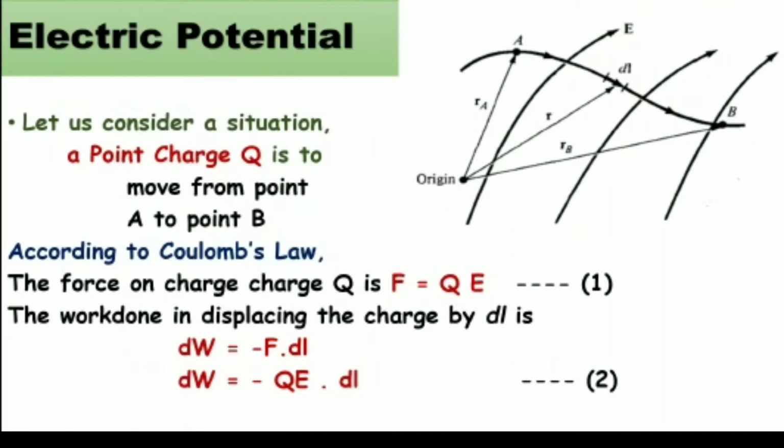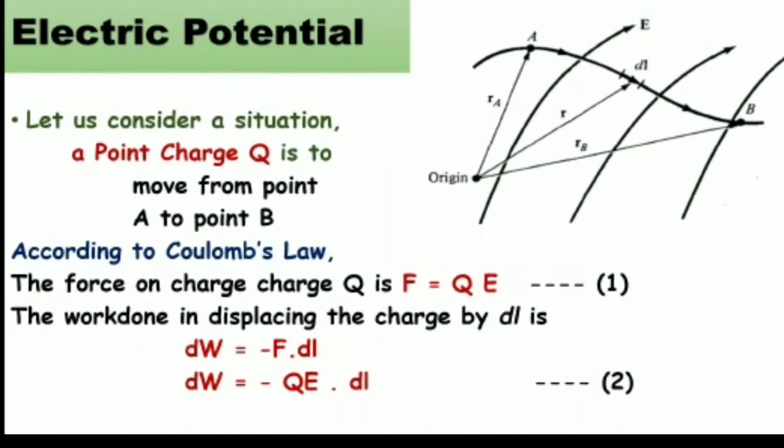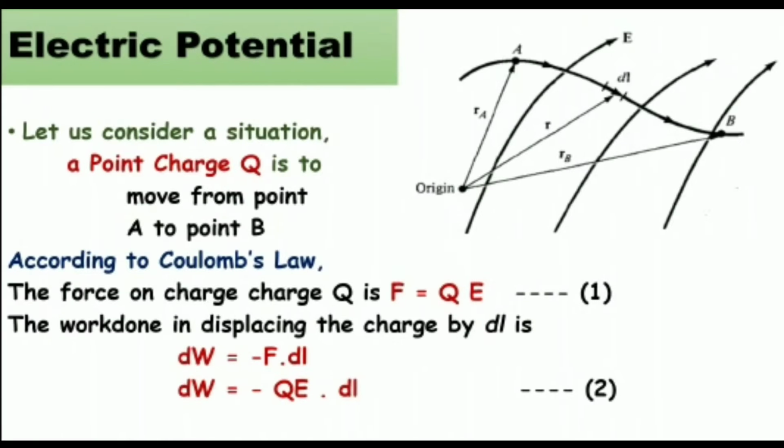Let us consider now, as shown in this figure, that we have to displace a point charge from point A to point B. The charge at point A has position vector RA, and the charge at the second point, point B, has position vector RB. The distance from the origin to an incremental length dl is r, that is the r vector. Now the electric field is directed in the upward direction as shown in the figure.